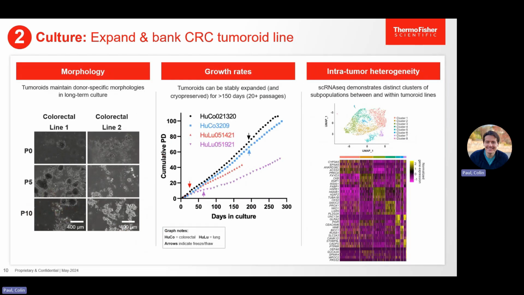Importantly, the morphology of these tumoroid lines is donor-specific, as you can see in the images on the left, and maintained over passages in vitro. These also grow at stable rates both before and after cryopreservation, which is indicated in the plot in the middle of this slide by arrows for freeze-thaw cycles. And in many cases, this growth is stable over 250 days. These lines also exhibit distinct subpopulations within the tumoroids as measured by single-cell RNA sequencing to show evidence of tumor heterogeneity. After scale-up, we freeze tumoroids in recovery cell culture freezing medium to establish working banks that can be pulled from for downstream assays.